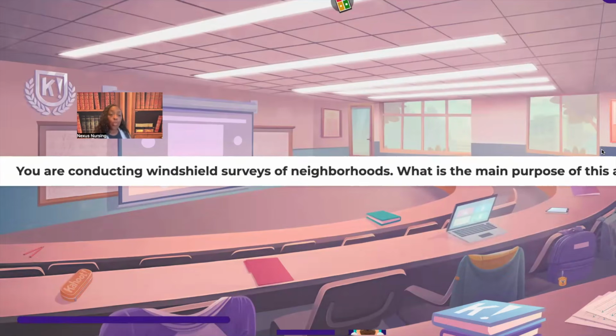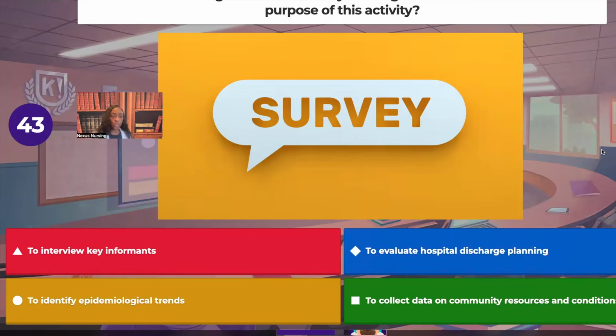Okay, you're conducting windshield surveys of neighborhoods. What is the main purpose of this activity? Would it be to interview key informants? Would it be to evaluate hospital discharge planning? Would it be to identify, you guys know I can't pronounce, you see that E word? I'm not going to try to pronounce that. Trends. Or would it be to collect data on community resources and conditions?